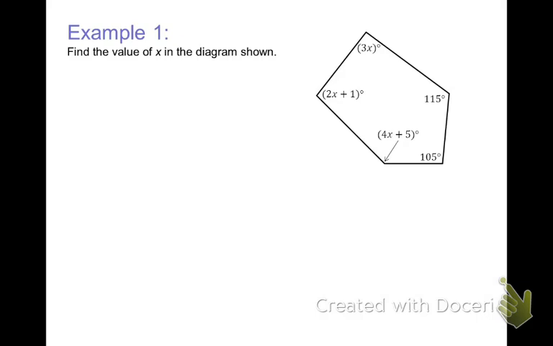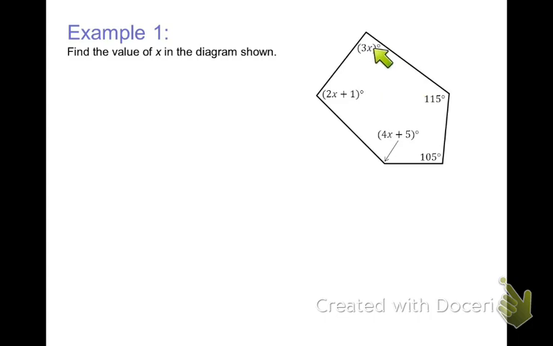So let's take a look at an example of how we might use this. All right, so I'm given in this example a bunch of stuff for the angle measures in this polygon, and I want to find the value of x. So naturally, we're going to do what we've always done with a situation like this. We're going to add all of these angle measures up to what the sum should be.